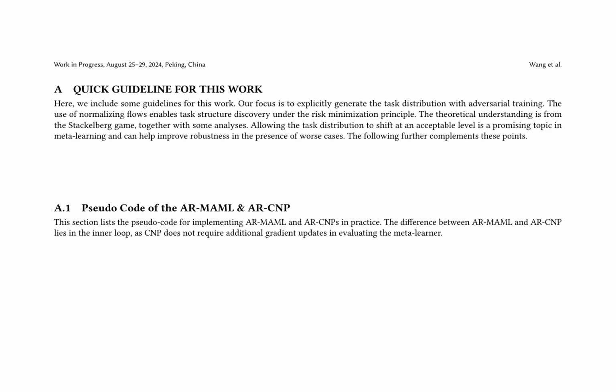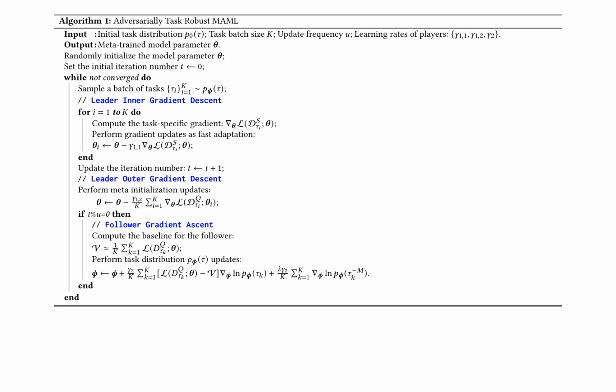Pseudocode is provided for implementing adversarial reweight MAML, ARMAML, and adversarial reweight conditional neural processes, ARCNP, in practice. The key distinction between ARMAML and ARCNP lies in the inner loop, where CNP obviates the need for additional gradient updates when evaluating the meta-learner.